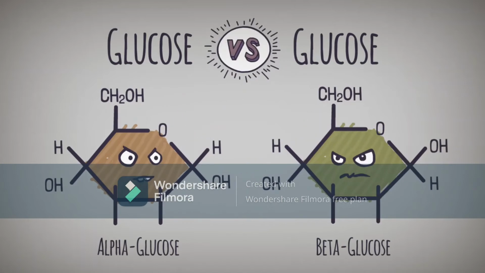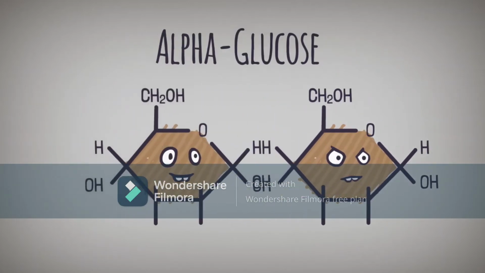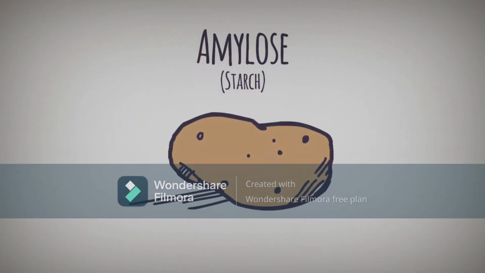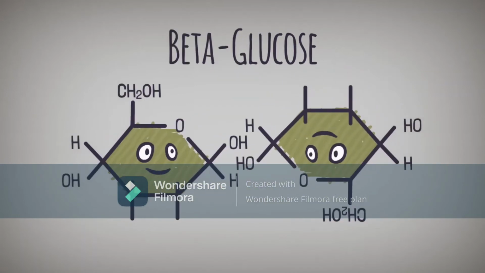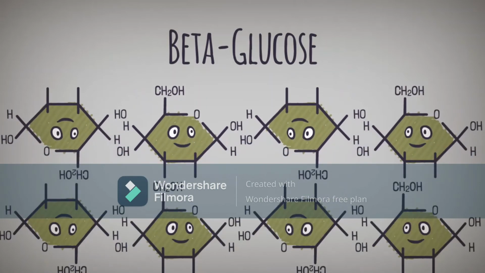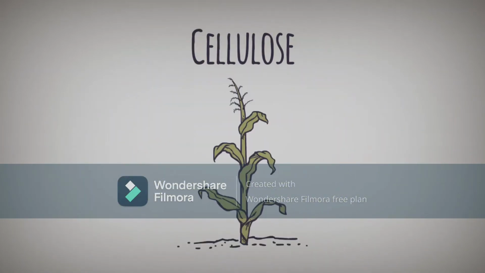Even though they contain the same elements, carbon, hydrogen, and oxygen, alpha glucose and beta glucose bond differently. Alpha glucose bonds in a straight line and forms amylose, or starch, as in what's found in potatoes. Whereas beta glucose has to rotate 180 degrees, so it can bond and form a strong, complex structure called cellulose, as in what's found in corn stalks and tree trunks.